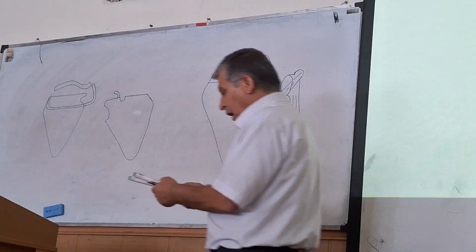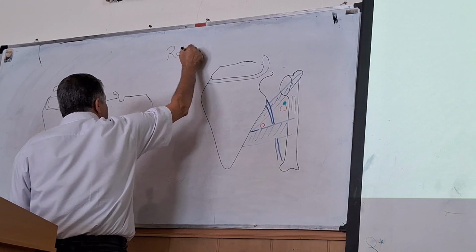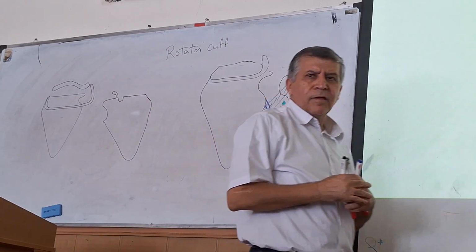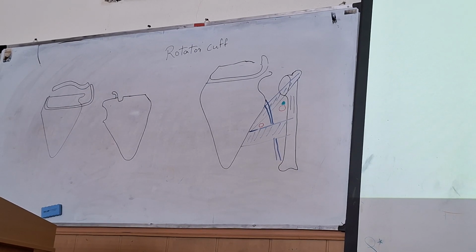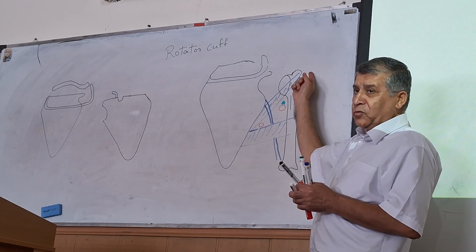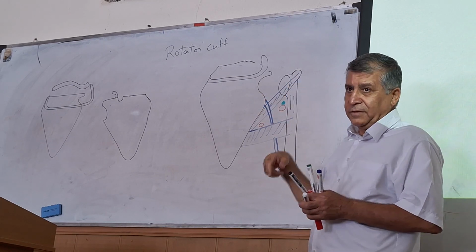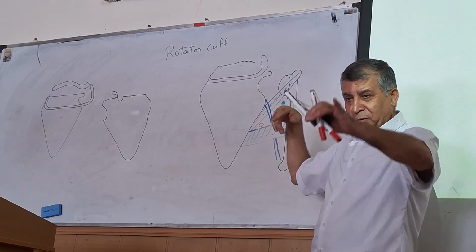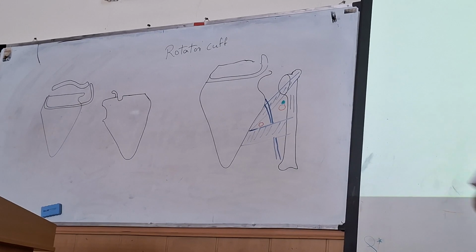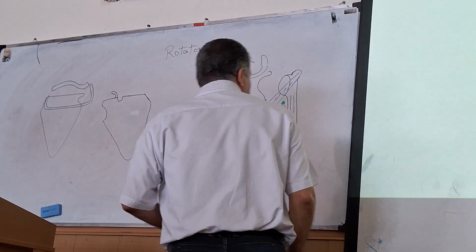What is the rotator cuff? Supraspinatus and infraspinatus, teres minor and subscapularis. Four muscles. Three of them attach to the greater tubercle: supraspinatus, infraspinatus, and teres minor. The other attaches to the lesser tubercle, and that is subscapularis. Okay? These muscles protect the shoulder joint, therefore it is called the rotator cuff. Okay?